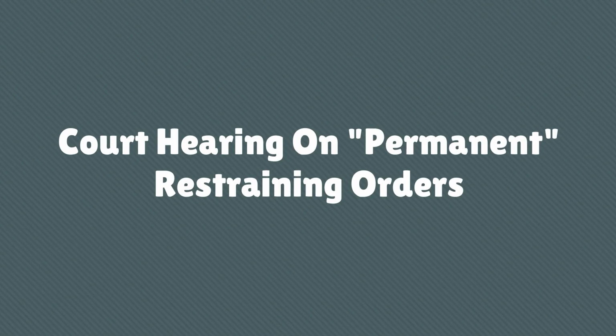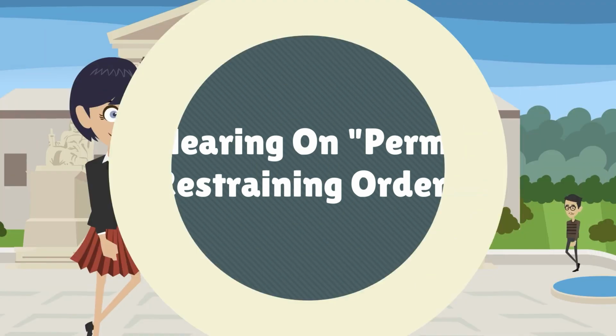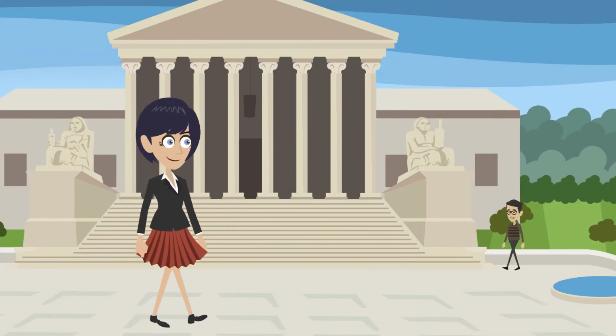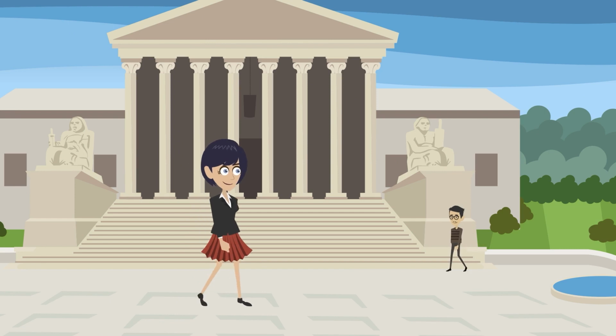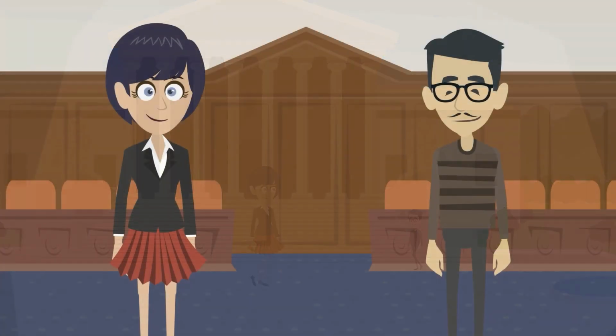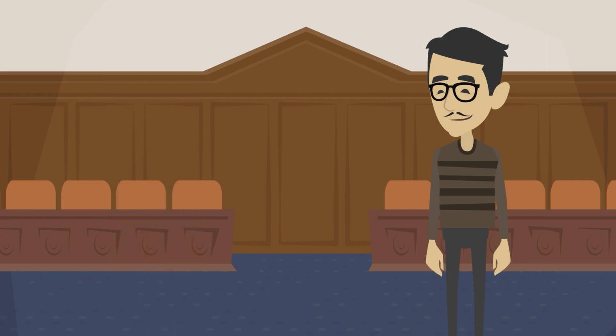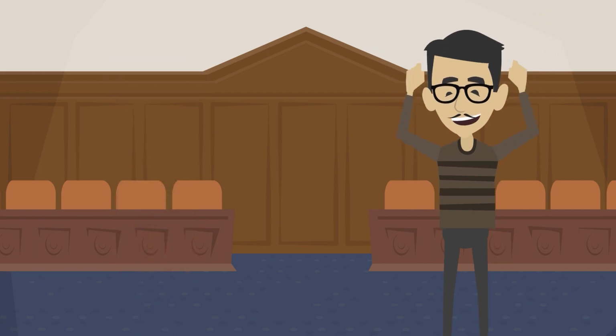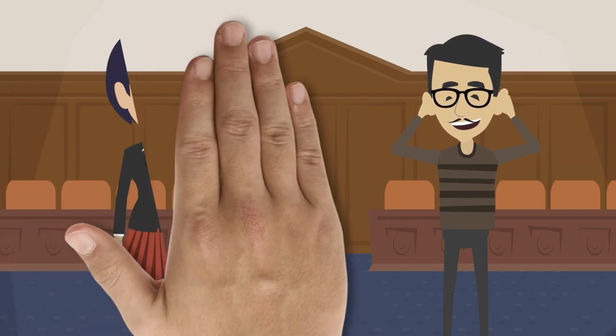Court hearing on the permanent restraining orders. Both the plaintiff and the defendant must attend the court hearing on the permanent restraining orders. If the plaintiff, the protected person, fails to show up at the hearing, the temporary restraining orders will automatically terminate that day, and there will be no restraining orders in effect going forward.